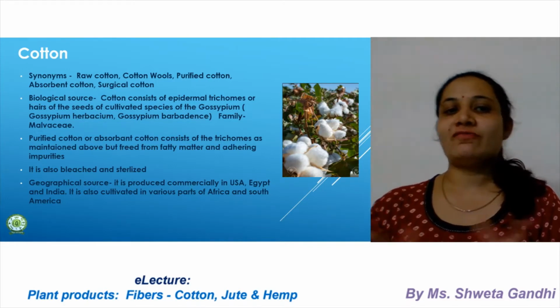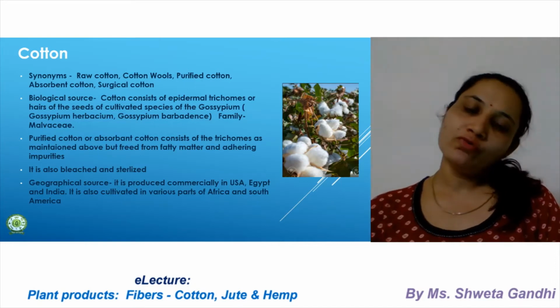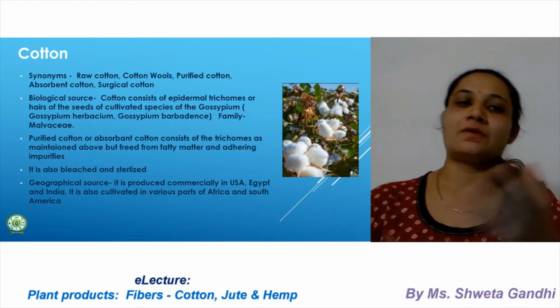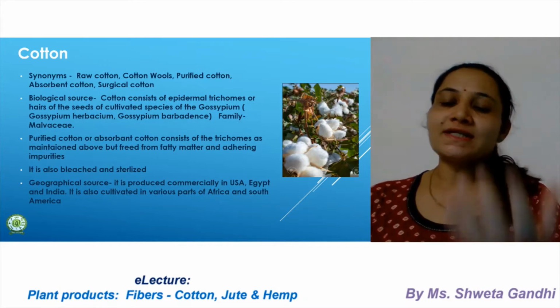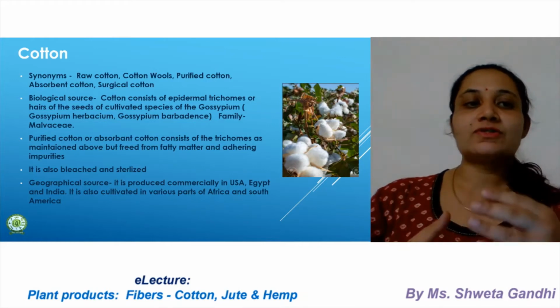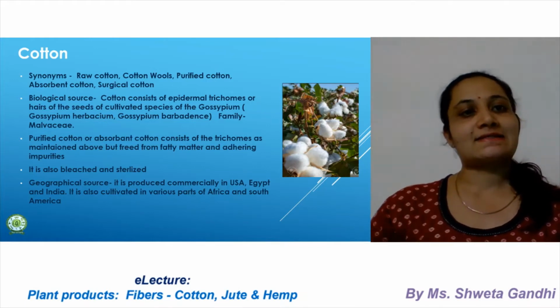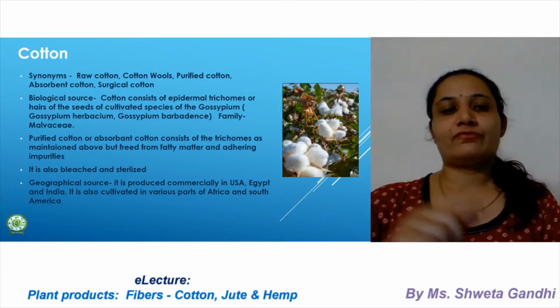The synonyms for cotton, as you all know, it can be called raw cotton, cotton wool, purified cotton, absorbent cotton, because cotton absorbs, and surgical cotton. These are the different types or names by which cotton can be called. Here you can all see the cotton plant photograph.